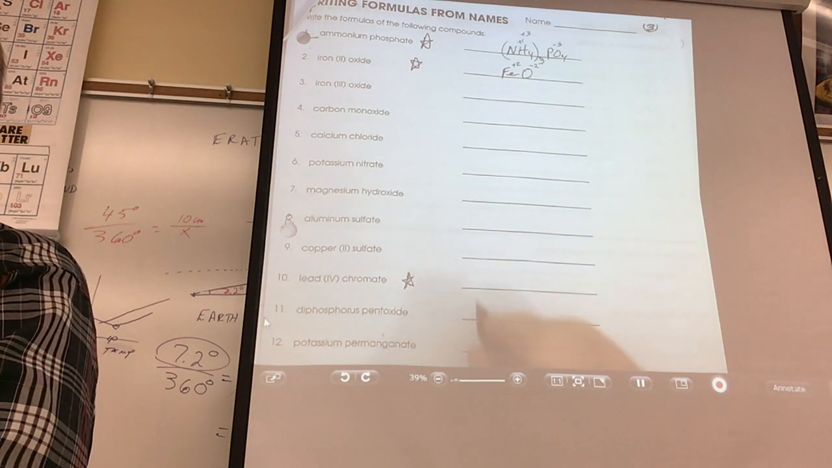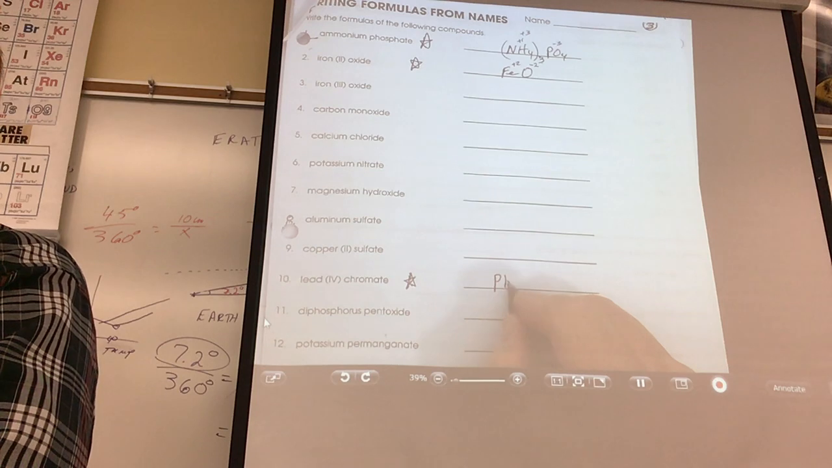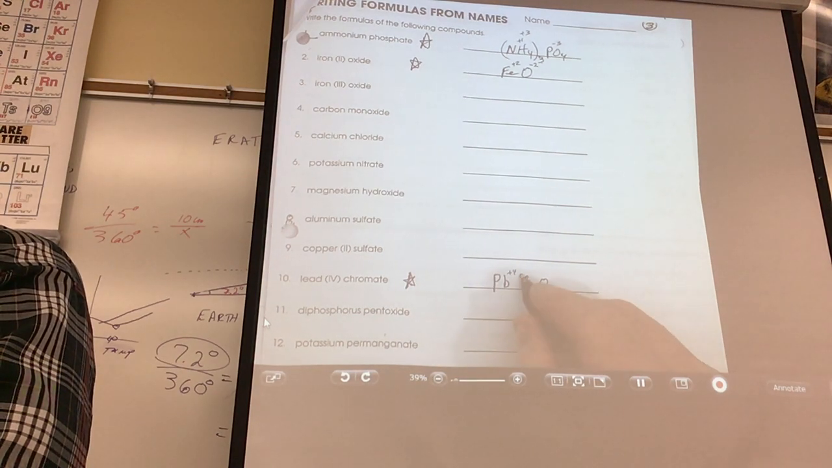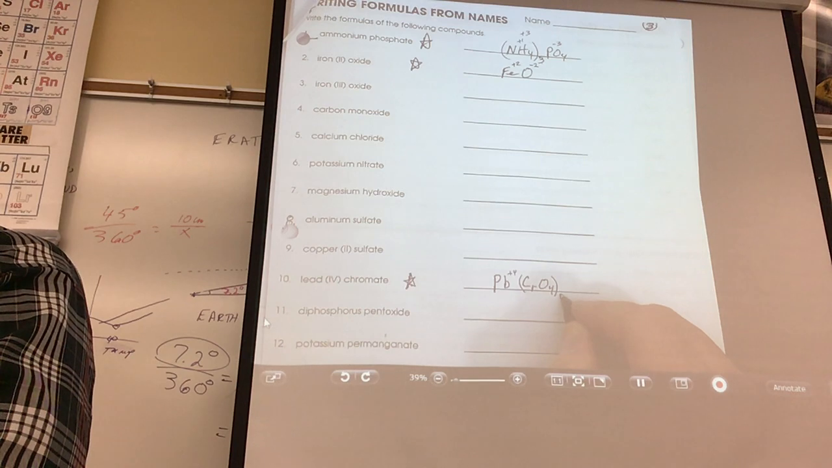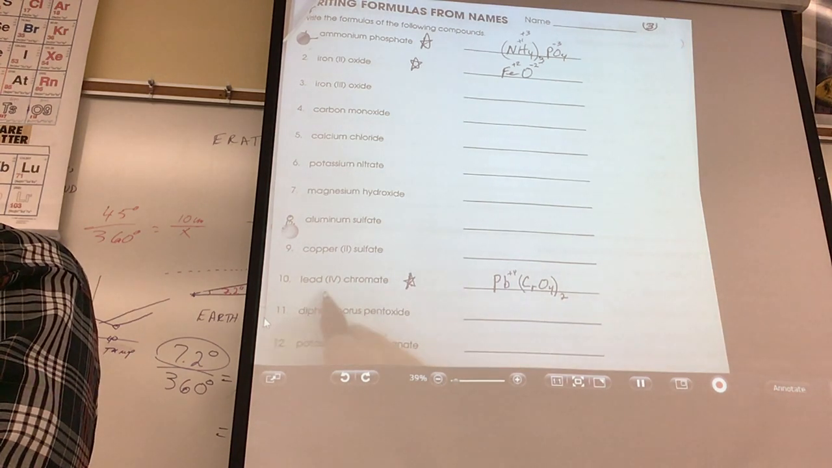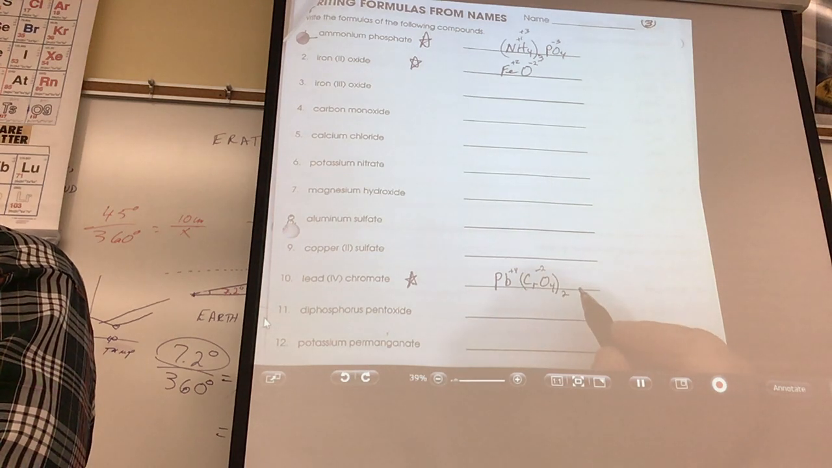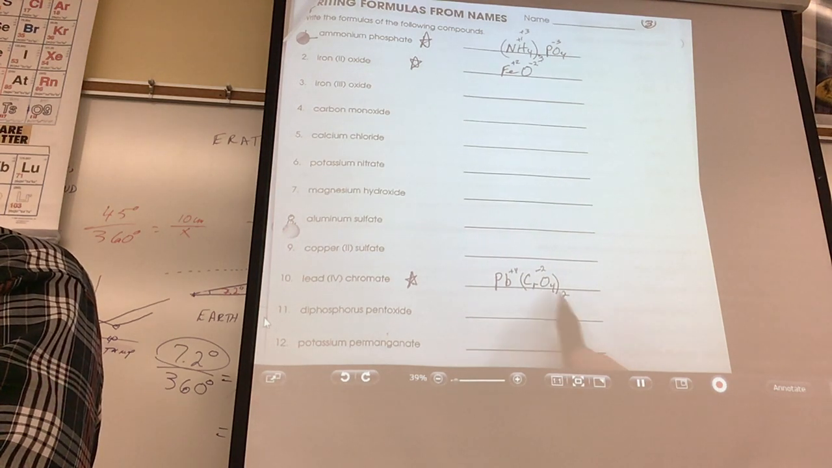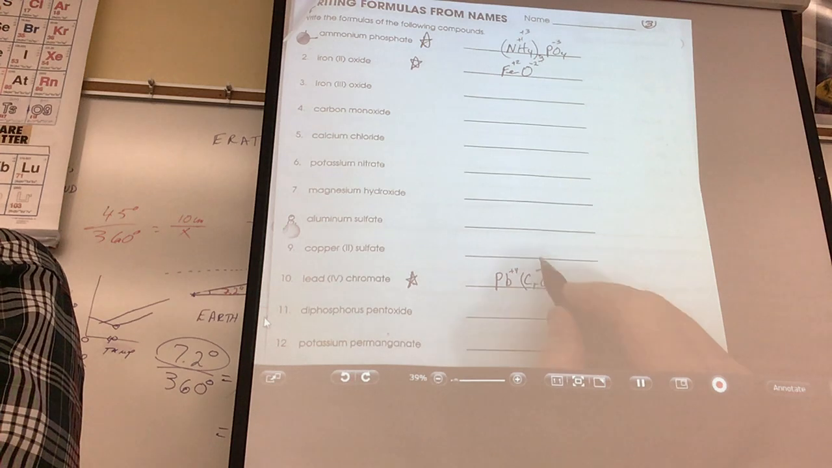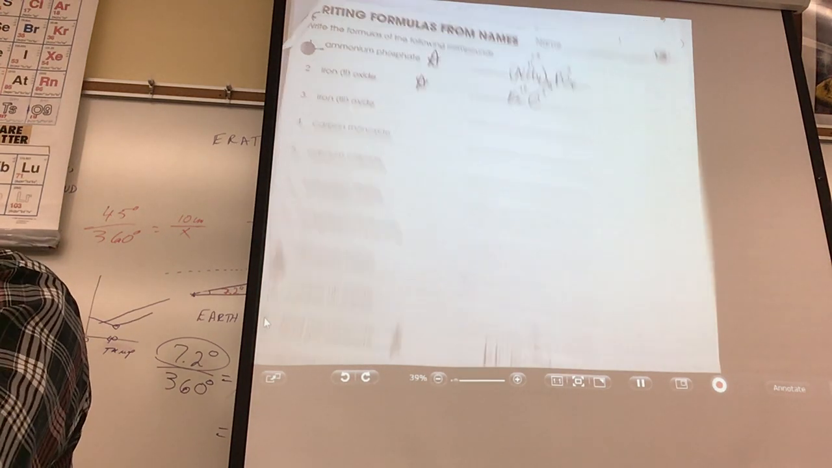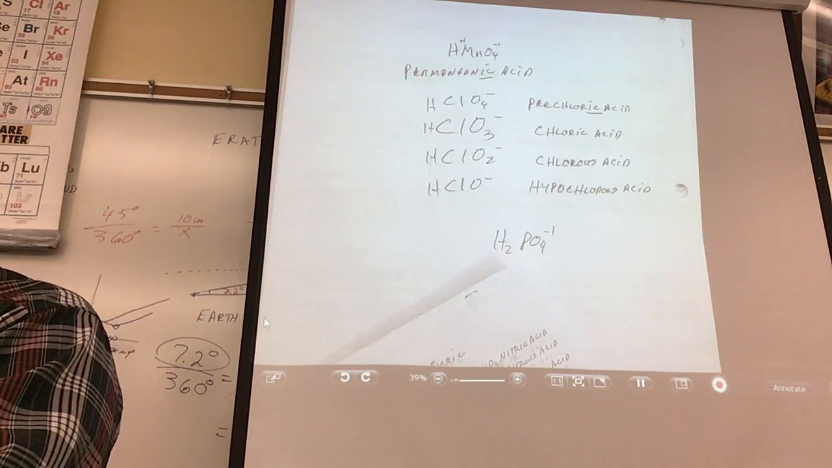And number 10. Yes. Pb(CrO4)2, with a subscript after the parentheses. CrO4, how many? 2. Okay. So lead 4 means I'm +4, but chromate's -2. So how do I get that to add to 0? I need 2 of the -2s. That gives you -4. Everybody okay? Again, you've got to practice. We just practice. Let's go on.